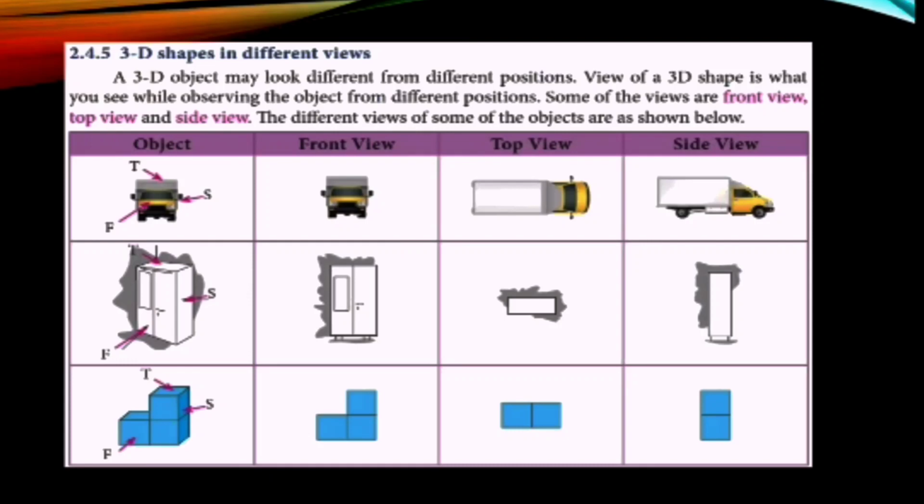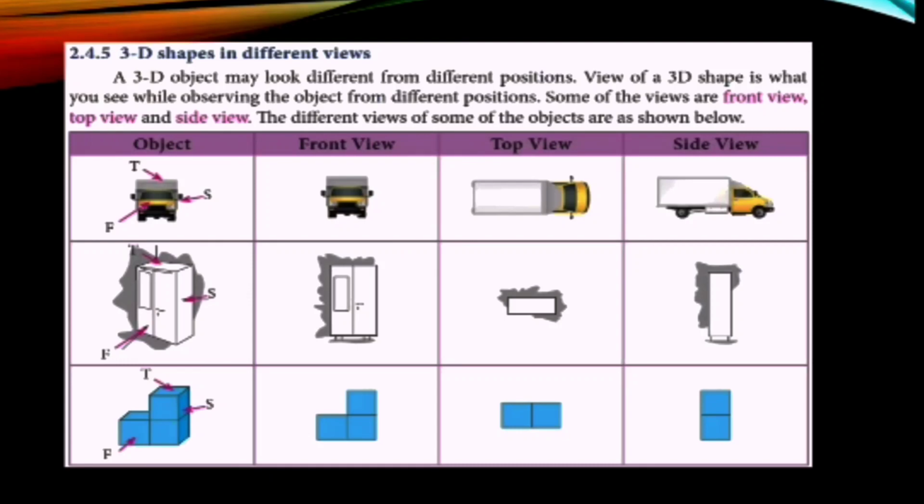So next, 3D shapes in different views. For a 3D shape we can't say all the sides are looking the same. So how we can look at 3D objects differently is what they have given in this picture. A 3D object may look different from different positions. A view of a 3D shape is what you see while observing the object from different positions, right?